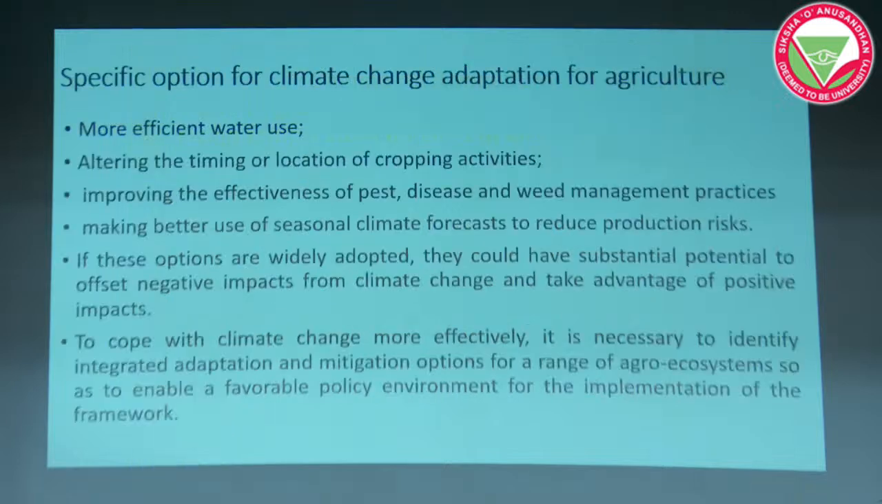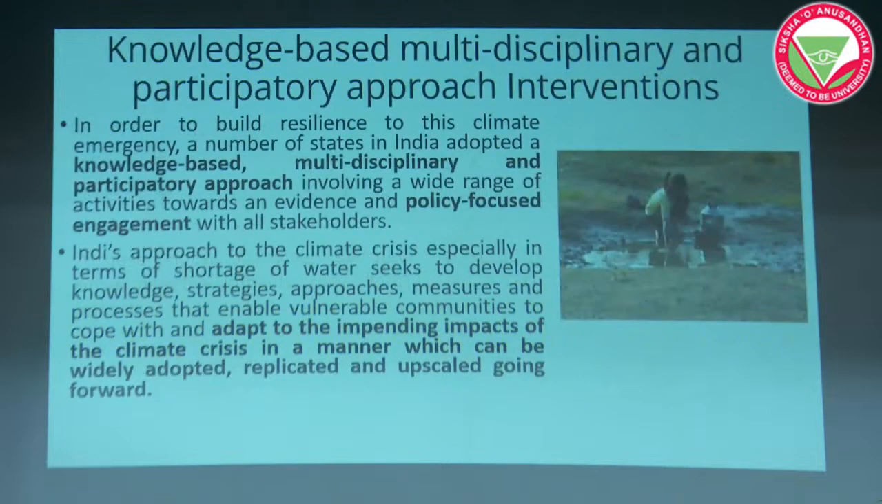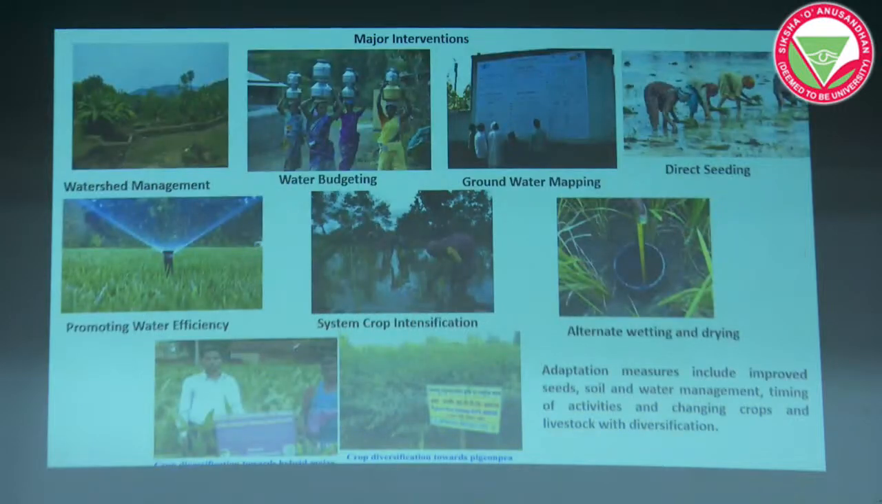And I will just keep that whatever I have just mentioned about how to use the water. And this is a very important part, that we have to work on a very multidisciplinary approach, and if you see how this water will be used in India by watershed management, water budgeting, groundwater mapping, direct seeding, water efficiency. So all these kinds of measures will be taken into the system, so that whatever water we are having, we can preserve and use judiciously.